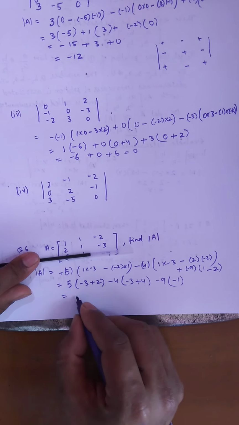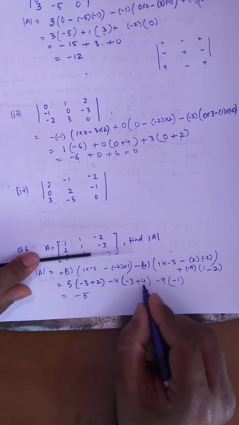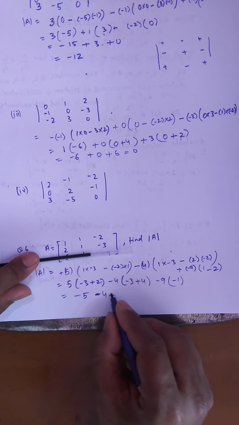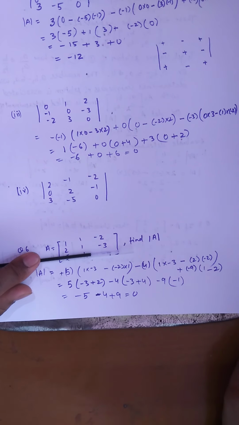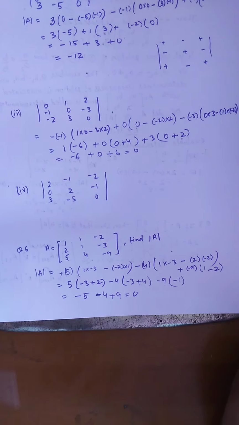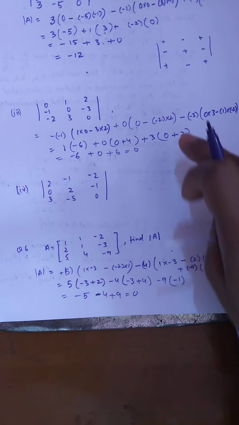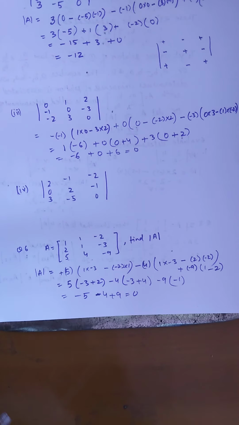So this is minus 1, so this is minus 5. This is plus 1, so this is minus 4, and this is plus 9. So the answer of this is also 0. So any determinant, if its value is 0, we say it is a singular matrix. So these last two examples, this one and this one, are singular matrices. So we are done with this.